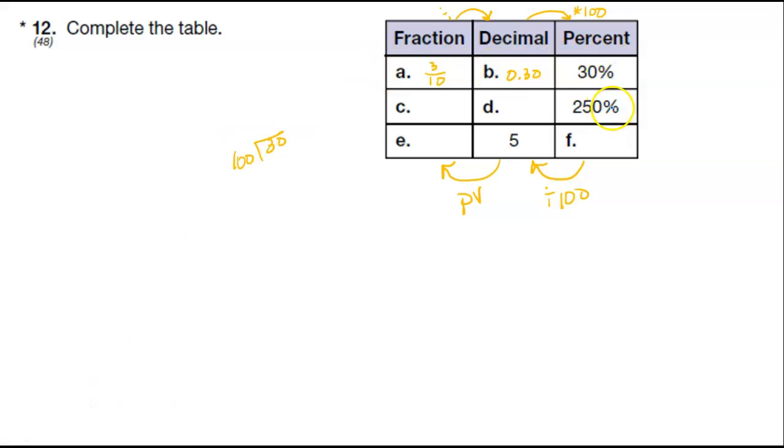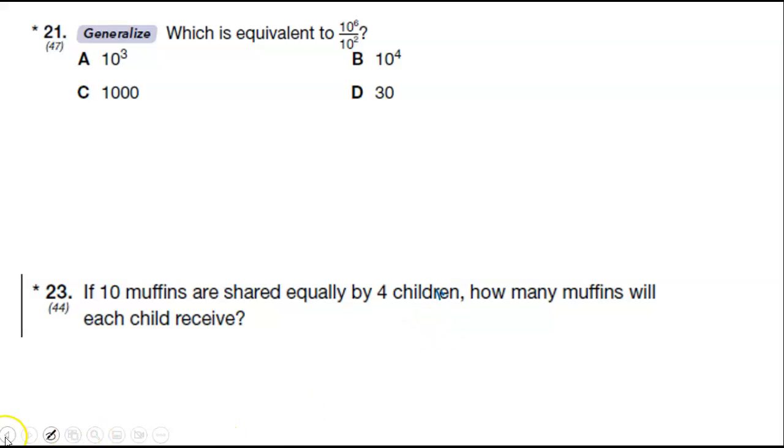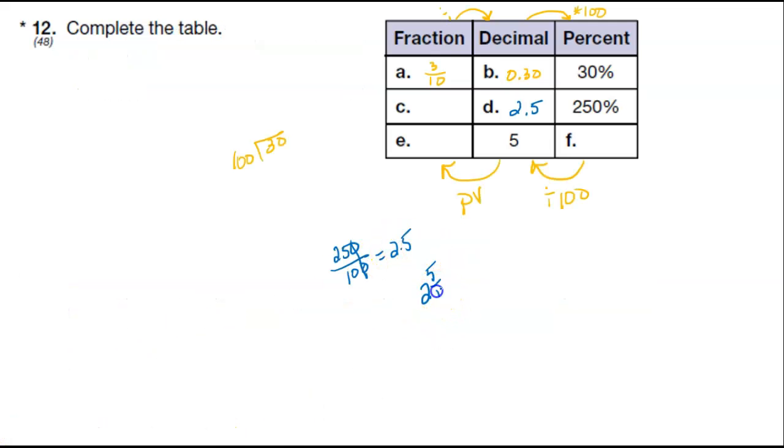Okay, so I have 250%. 250 divided by 100 gives me 2.5. Actually, that's divided by 100, it's 2.5, my bad. And then this is 2 5/10, so this is 2.5, which is 2 5/10, which is 2 1/2.